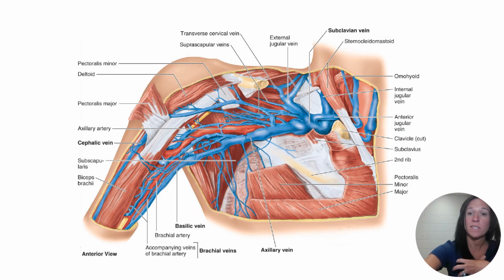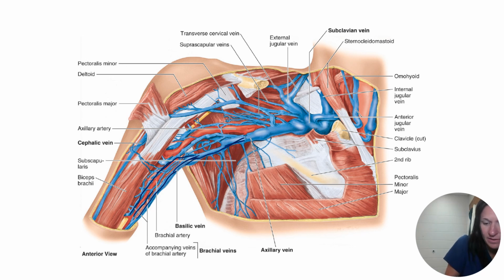In the image, we can see the venous drainage. So we have our brachial veins, basilic vein, becoming the axillary vein at the inferior border of teres major, and then becoming the subclavian vein at the lateral border of the first rib.